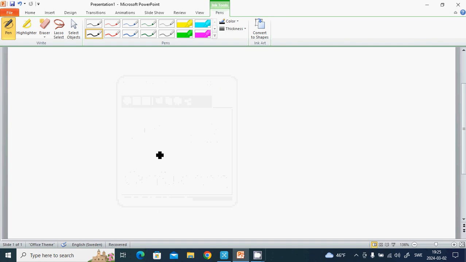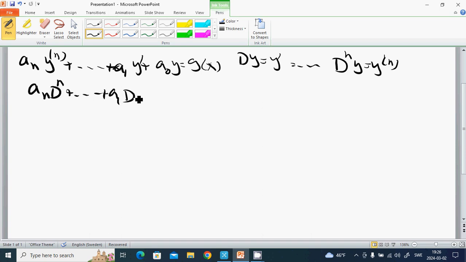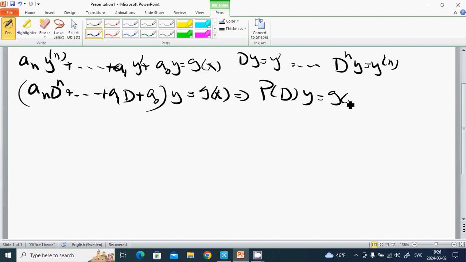Hello everyone, we are going to continue with differential equations, linear differential equations, and they have this form: a_n times the nth derivative of y plus ... plus a1 y prime plus a0 y equals g of x. If we put D y equals y prime and D^n y equals y^(n), then here (a_n D^n plus ... plus a1 D plus a0) multiplied by y equals g of x, which is P(D) y equals g of x.